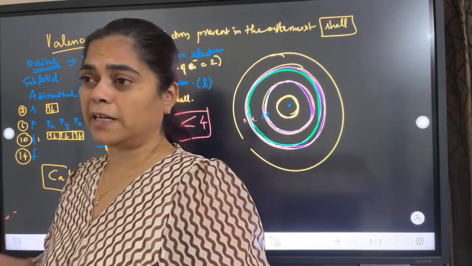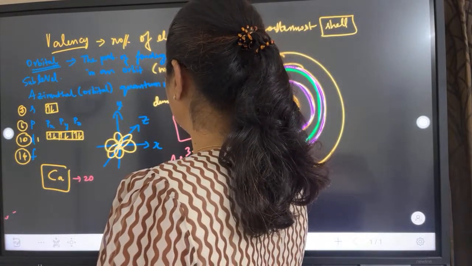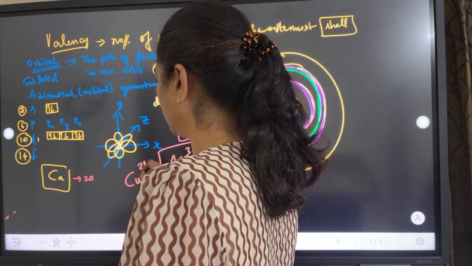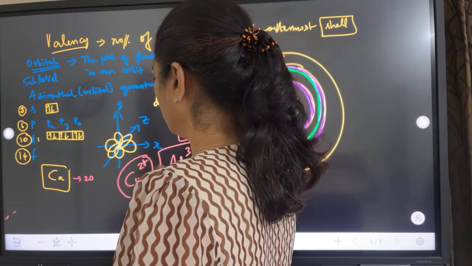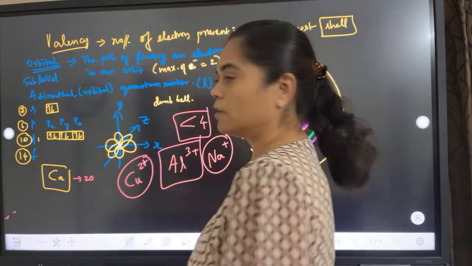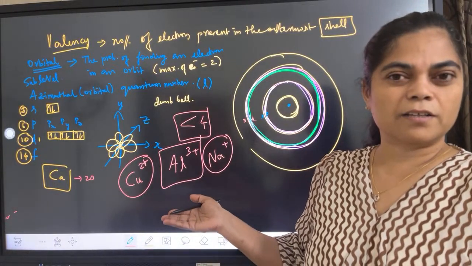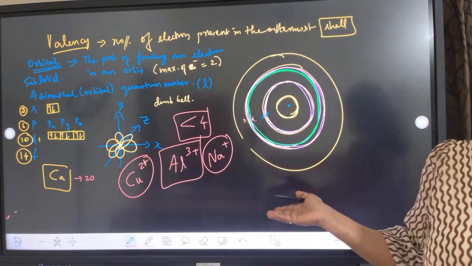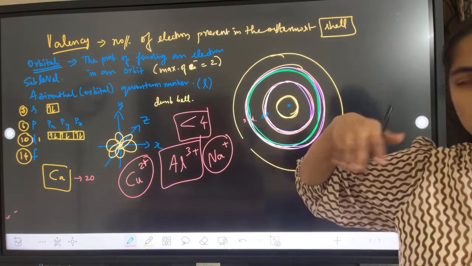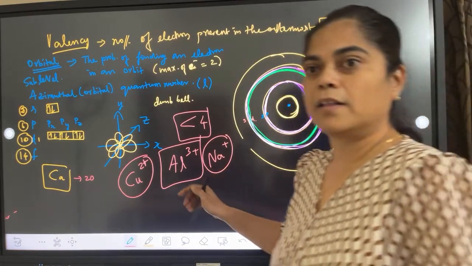Aluminum is the greatest example. Aluminum can lose 3 electrons, so it will become aluminum 3 plus. Copper can lose 2 electrons, so it is copper 2 plus. Sodium can lose 1 electron. So all these are metals. Metals are electropositive, good conductors of electricity, which we will see later. So this is nothing but a cation. What is it called? Cation.